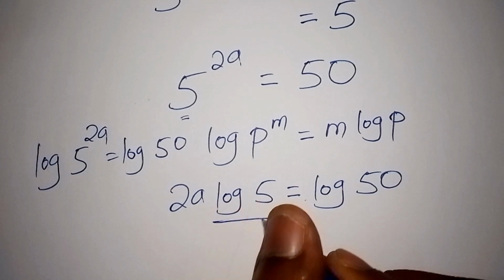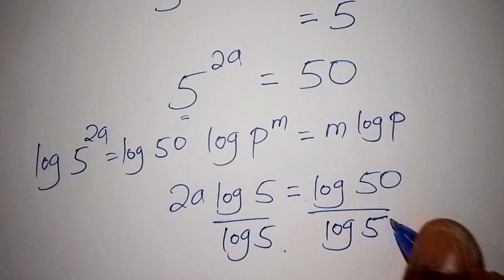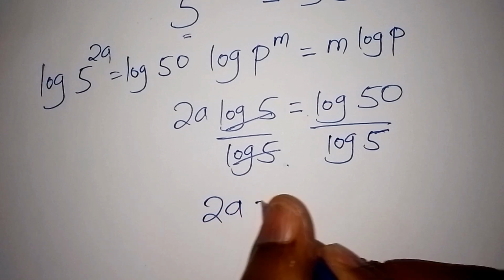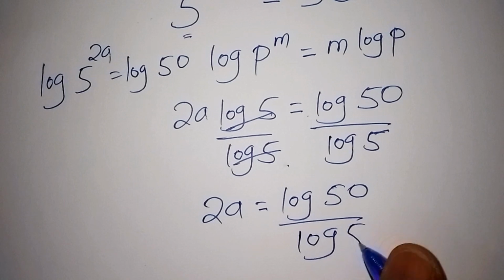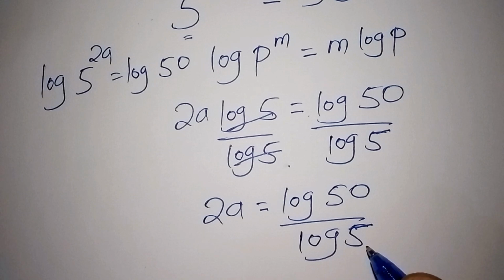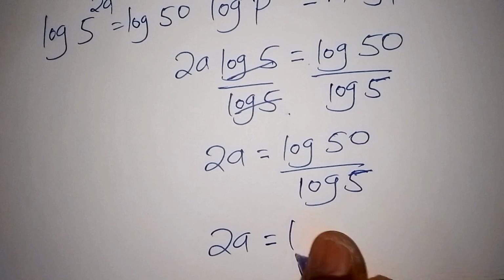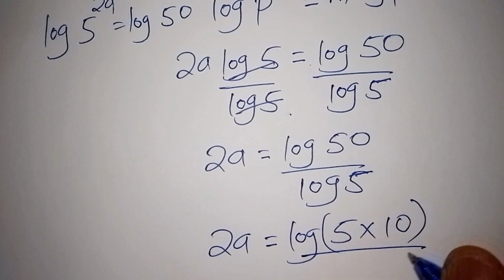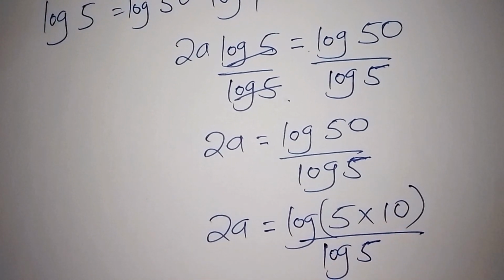From here we shall divide both sides by the log of 5. The log of 5 and the log of 5 shall cancel. So now we shall have 2a is equal to the log of 50 all over the log of 5. What remains is for us to simplify this problem. So 2a is equal to the log of 50, which can be written as the log of 5 multiplied by 10, all over the log of 5. So we can still work it out.